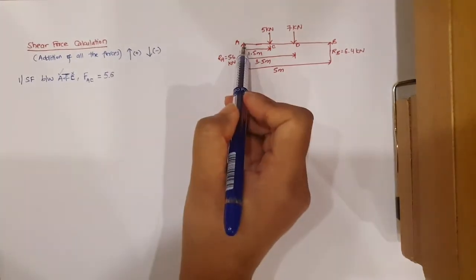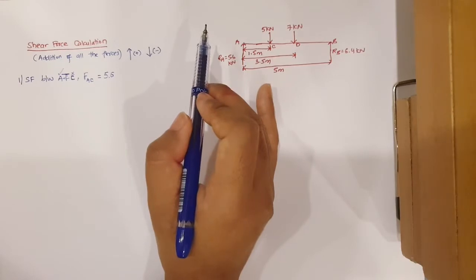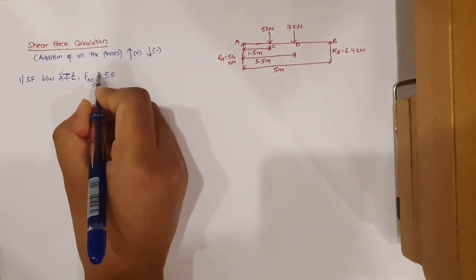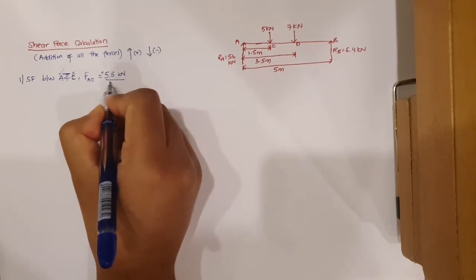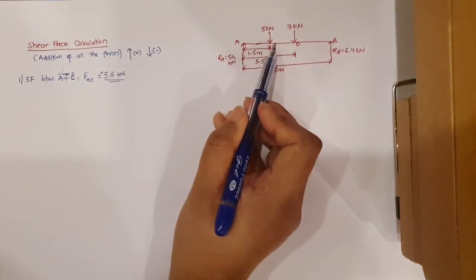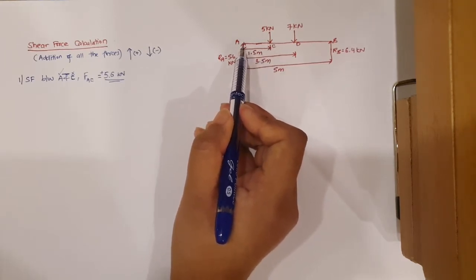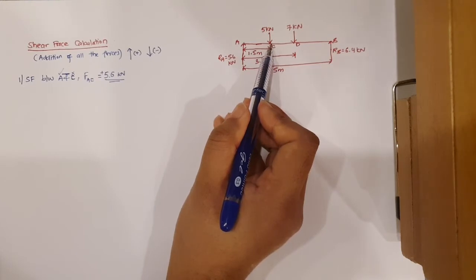right? And in between, are there any forces in between from A to C? There are no forces, so we just have plus 5 kilonewton force in between the section A and C. तो ये फोर्स 5 kilonewton जो है A से C तक, ये 5 kilonewton कांस्टेंट रहेंगे. ओके, it will remain constant.